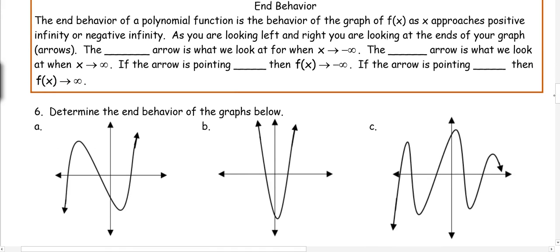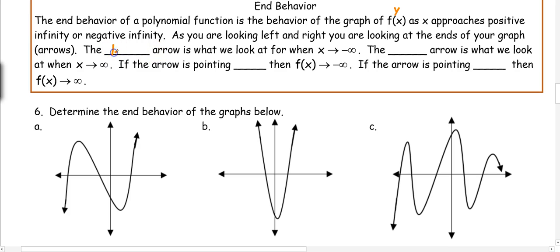End behavior. So when we look at end behavior, we're paying attention to our left and right arrows. So the end behavior of a polynomial function is the behavior of the graph of f of x. Remember that f of x, another way to say that is our y values, as x approaches positive or negative infinity. If you are looking left and right, you're looking at the ends of your graphs, the arrows.